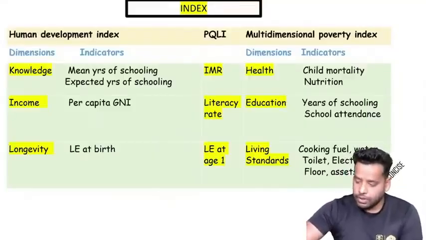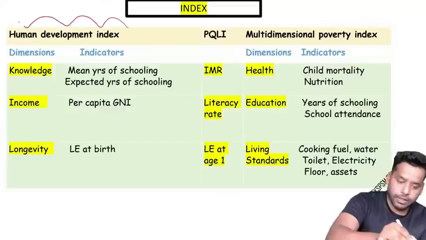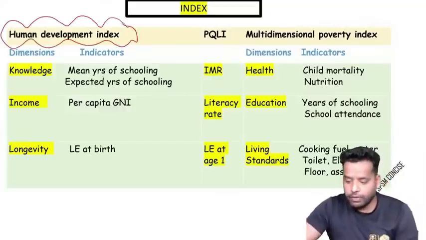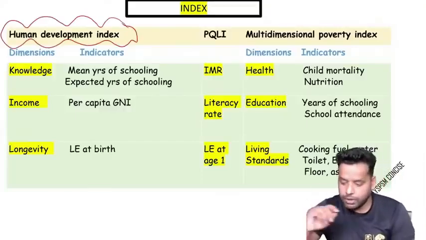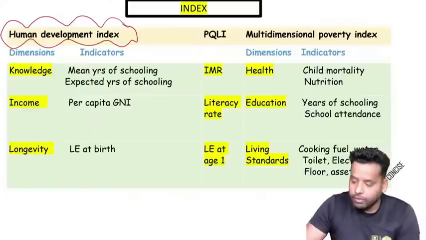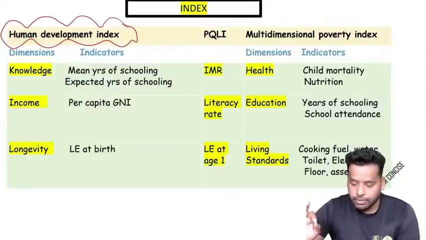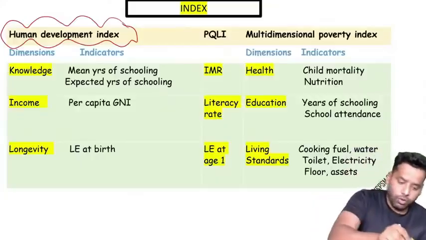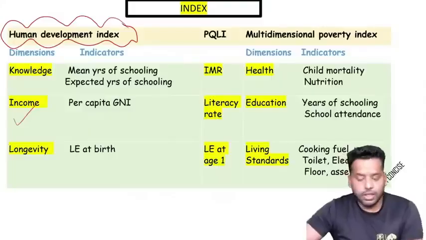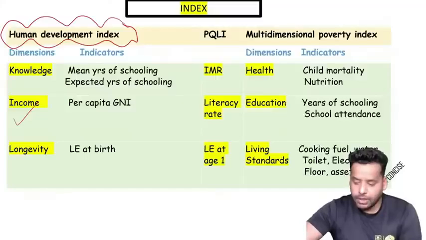Good. Listen to the words properly. Yes, good. Human Development Index is used to compare standard of living between countries. Tell me true or false. Answer my question. Human Development Index is used to compare standard of living between the countries. Tell me true or false. Standard of living. Yes. Income is considered, true or false? Next question.